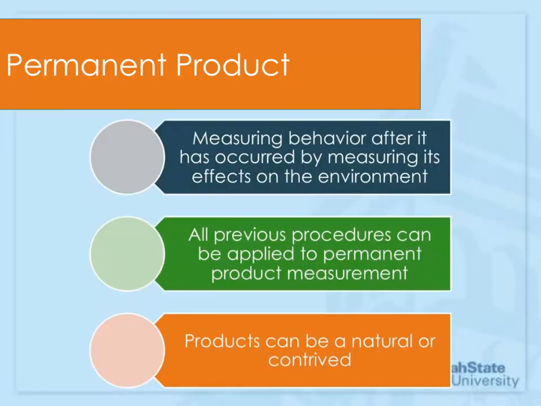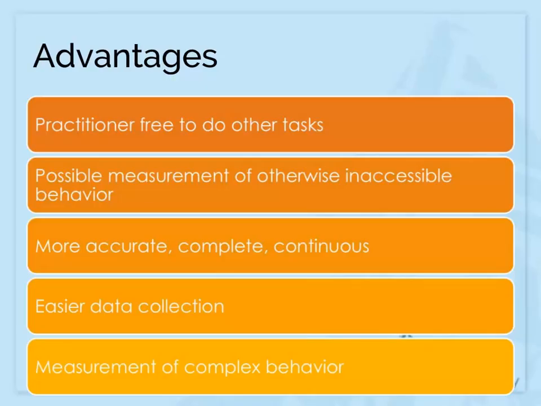The last method we will discuss is called permanent product. This method is ideal for behaviors that produce some kind of change in the environment. An example of this is a completed math worksheet. There are a lot of advantages to measuring permanent products, but the main advantage is that it's very easy to do and requires few resources to complete.